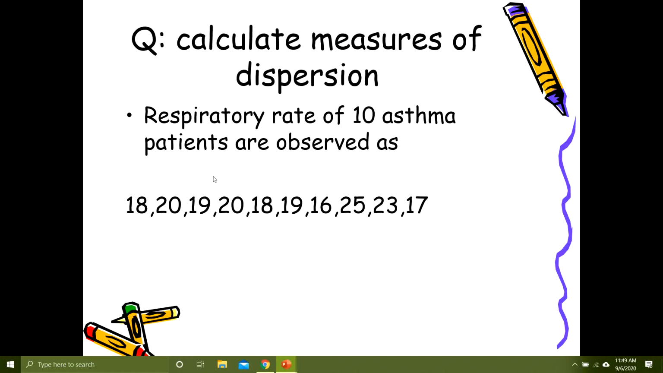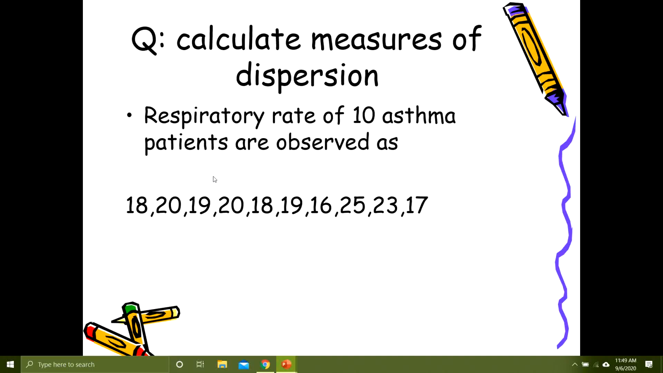For example, consider the respiratory rate of 10 patients who present with asthma. Now you want to calculate the measures of dispersion. The first step will be to calculate the range.